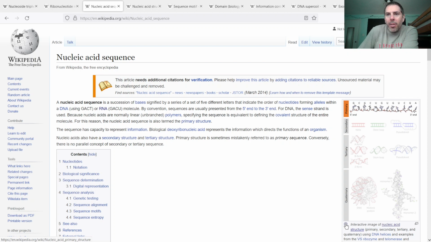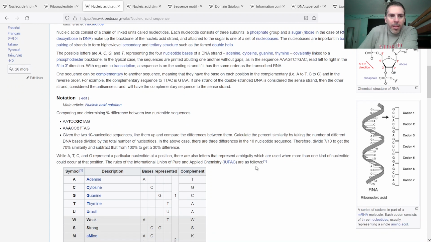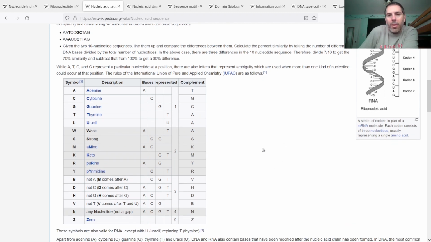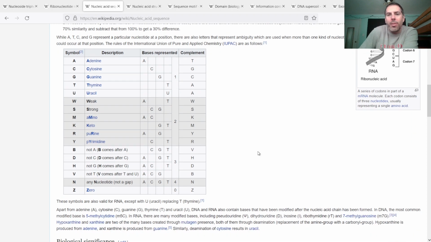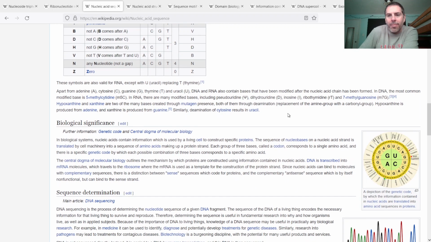So the primary structure of any nucleic acid is going to be the sequence of bases on the chain. So there's the notation of just listing the bases, and then in more complicated situations, you might have a code, meaning that there's a set of different bases that might go in the location.